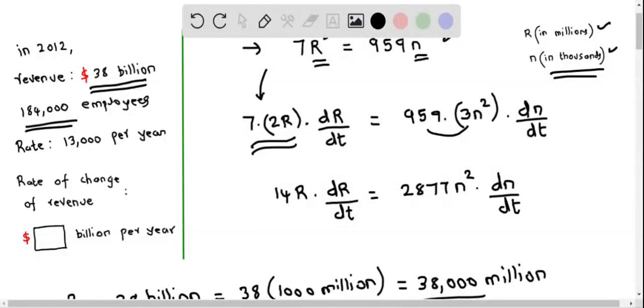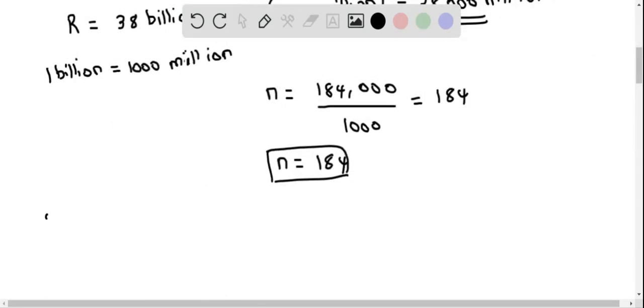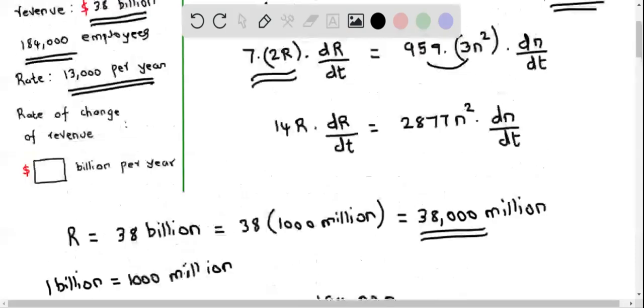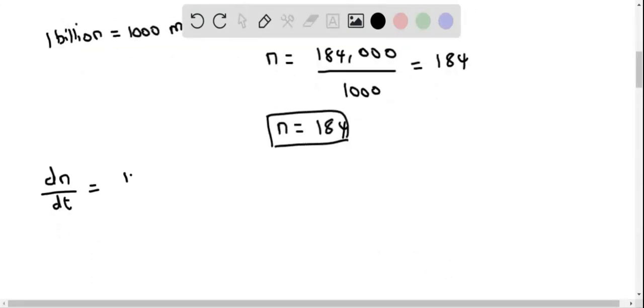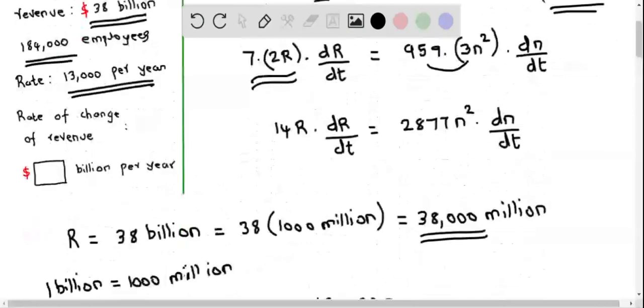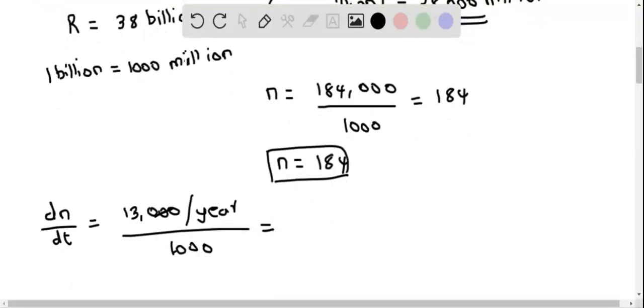So it is given that n equals 184, and we have already determined R is 38,000 million, and the rate of change of number of employees is 13,000 per year. So this also we will convert in terms of thousand, that is dn/dt, given as 13,000 per year. Once again, we divide this by 1000, since n is in terms of thousand. So this equals 13 per year. That is, the rate of change of number of employees with respect to time is 13, which is equivalent to 13,000 per year.